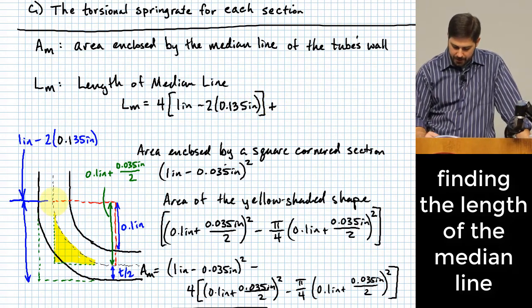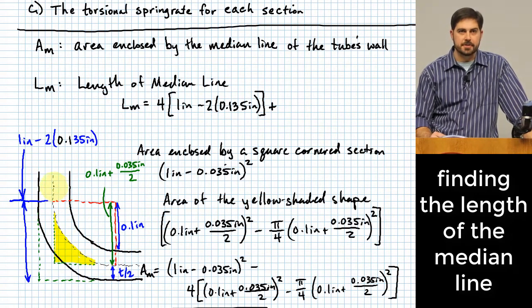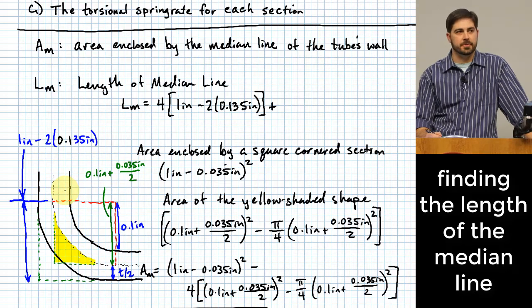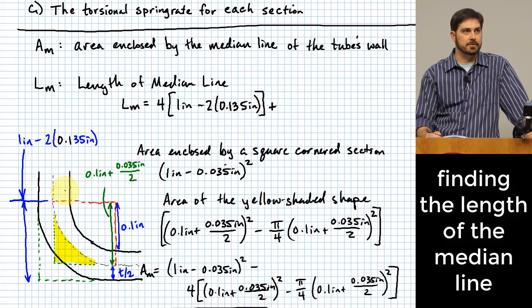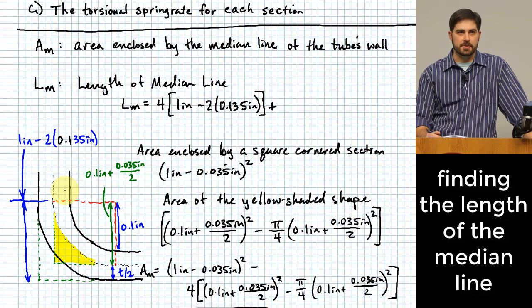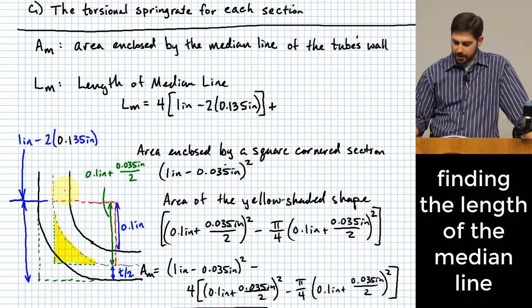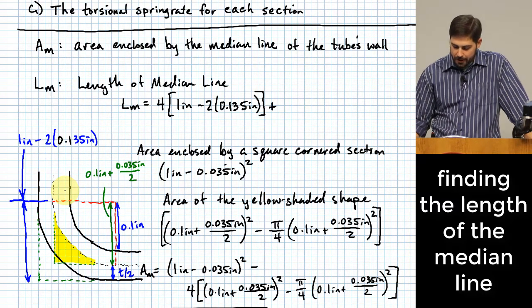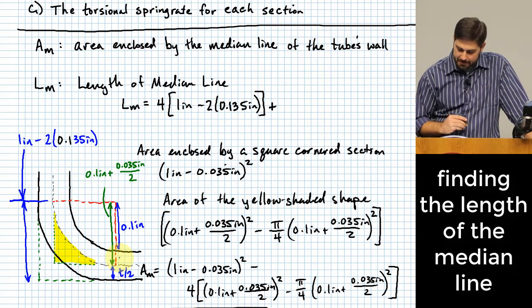we have 4 of these little quarter circle arcs, right? Well, if you have 4 quarter circle arcs, it's really just the perimeter of the circle, or the circumference, as we call it, the circumference of the circle. Okay, formula for circumference of a circle is 2 pi r, right? Where r is the radius to the median line.